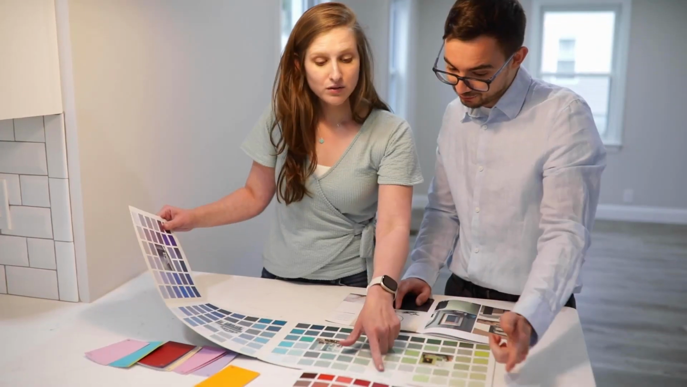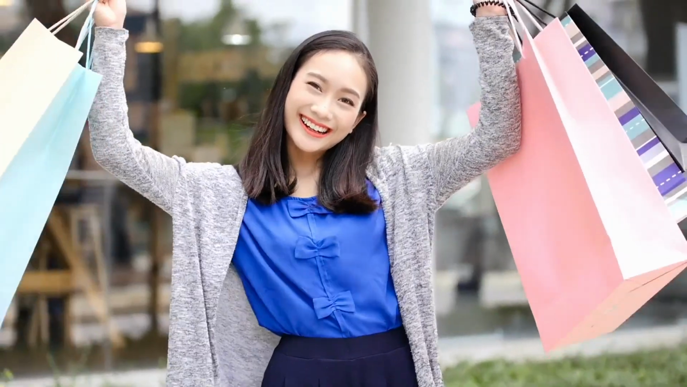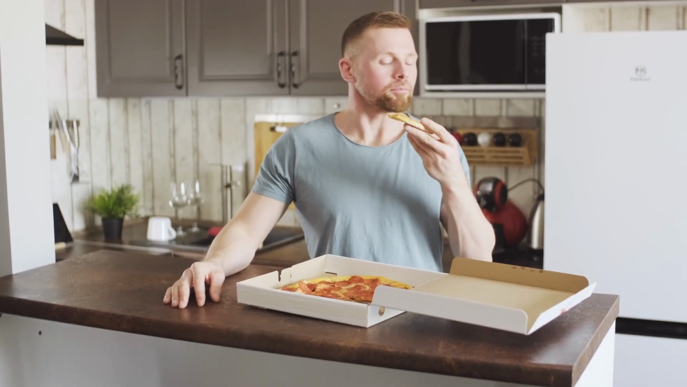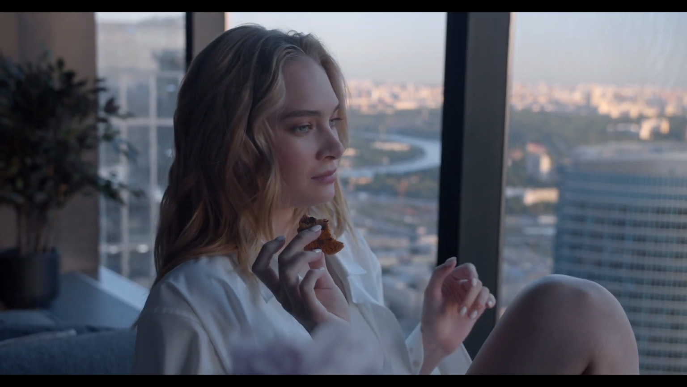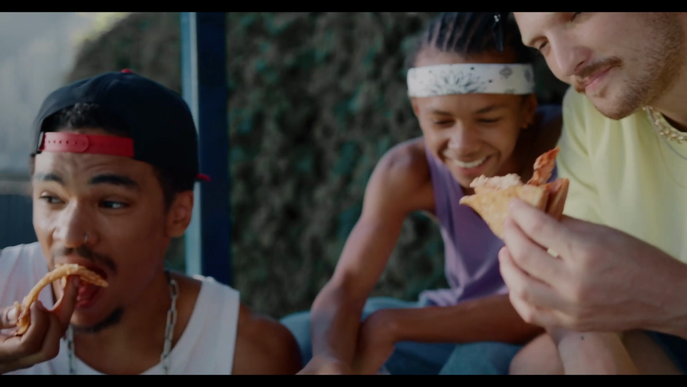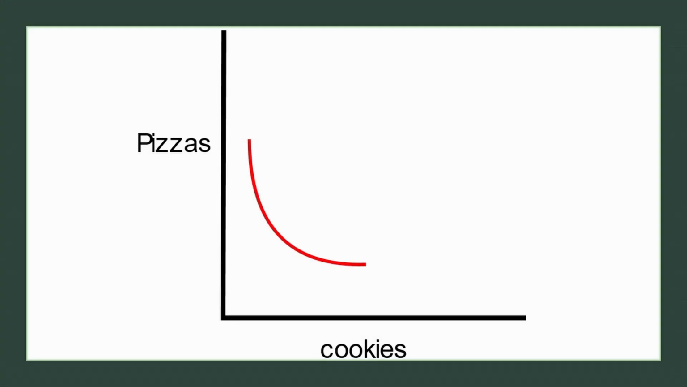Economics is all about making choices, and indifference curves show us when we like two different choices the same. Say I like pizzas and I like cookies. I like one cookie as much as I like one pizza. I am just as happy with two pizzas and one cookie as I am with two cookies and one pizza. This chart shows our preferences.